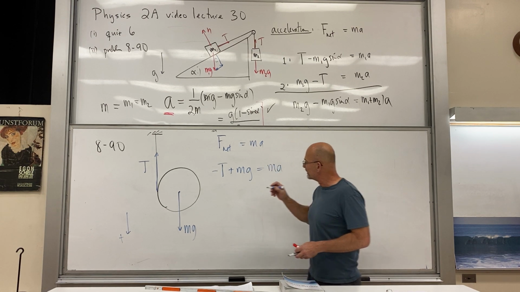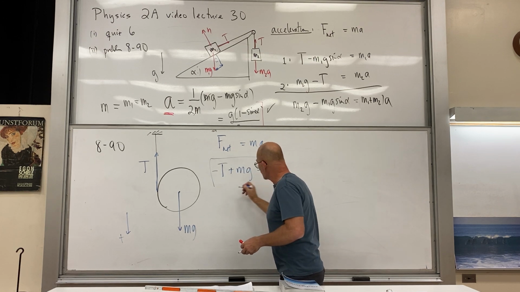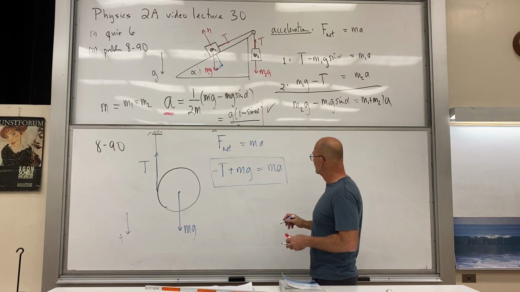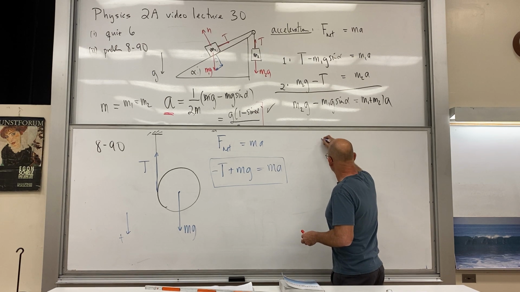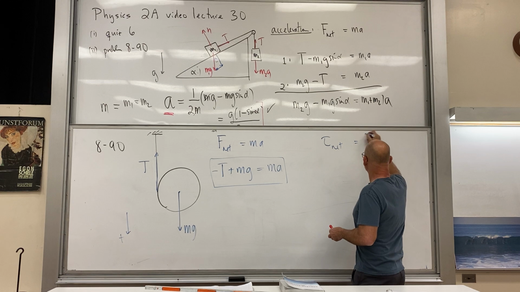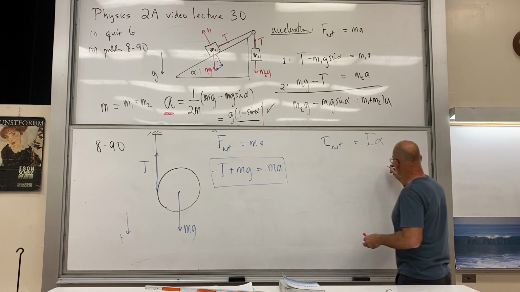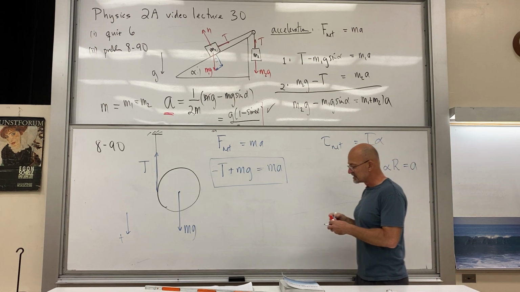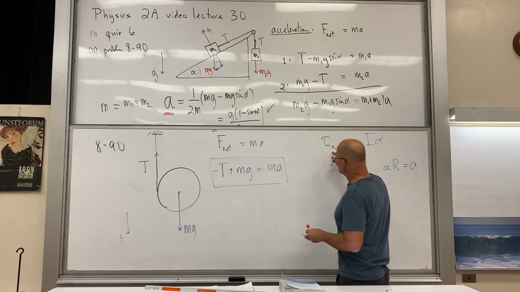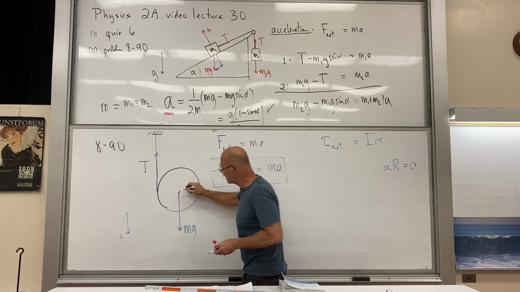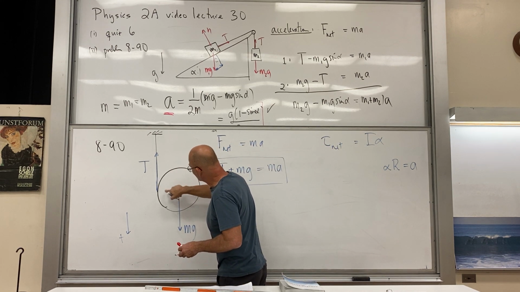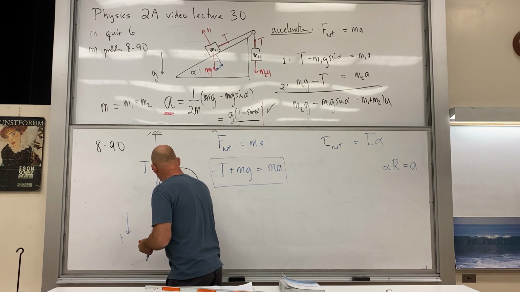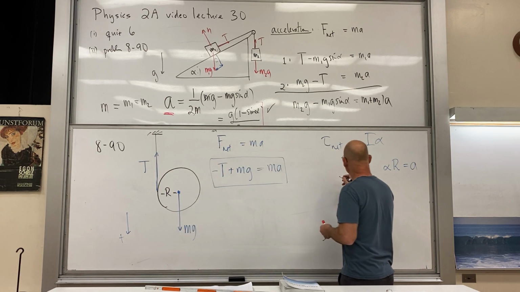But of course there is also Newton's law for rotational motion, and I'll put that here. Tau net is equal to I alpha. And of course we have alpha R is equal to A. We're going to have to make use of that as well. So for this equation, the torque around this axis right in the middle is just T times R. Let's go ahead and label that we have the radius R here. So we have T times R.